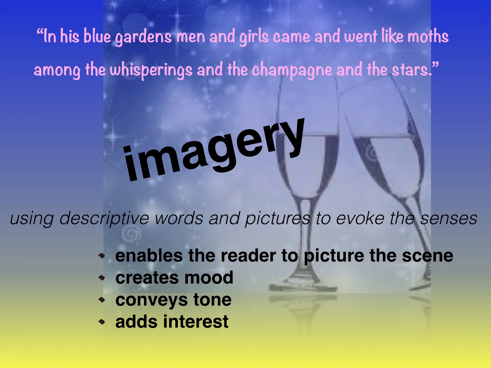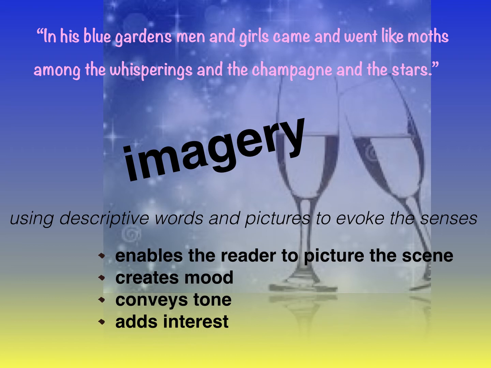In his blue gardens, men and girls came and went like moths among the whisperings and the champagne and the stars. So this is an example of imagery because it creates a very vivid picture in our minds. So often imagery contains figurative language like similes, and in this case, the guests are compared to moths. He says, men and girls came and went like moths. This is significant because moths are often drawn to flames, just as the guests are often drawn in by the lights and the glamour of Gatsby's parties.